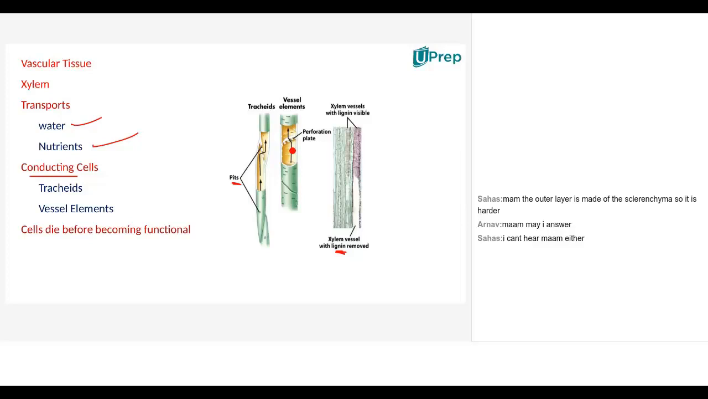Okay. Now, when you take tracheids and vessels, this is the basic structural difference. Tracheids have a narrow lumen and vessels have a broad lumen. Lumen means what? It's an inner space. The tracheids have tapering ends and vessels have broad ends. And both are dead cells. Remember that point. And the cell wall is made up of lignin.